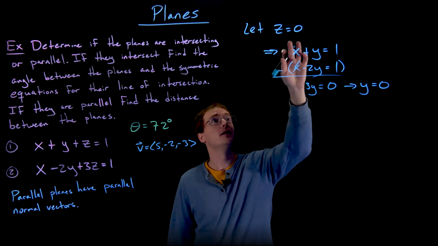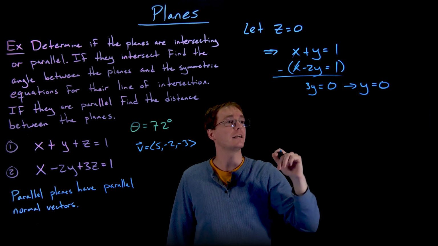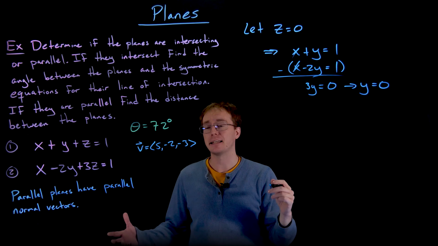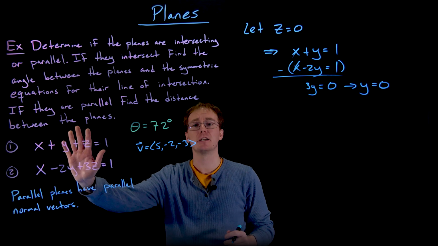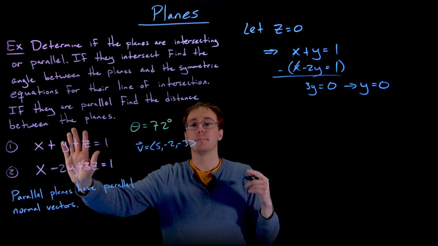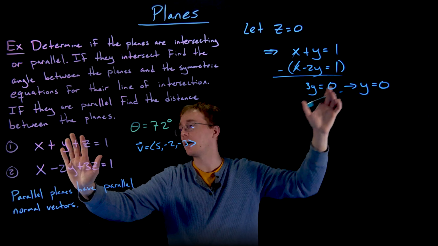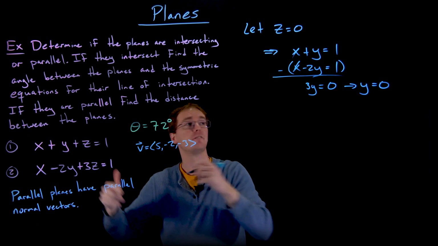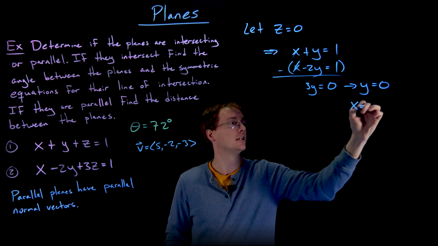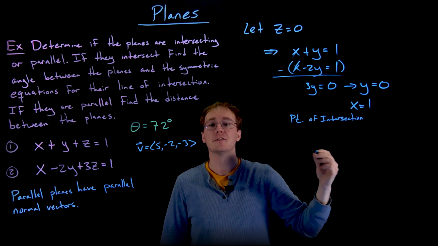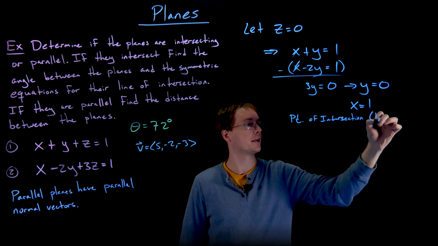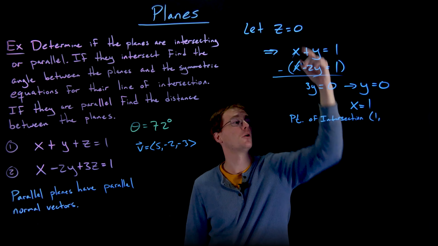So we have z is equal to 0, y is equal to 0, and now we need to find x. We can use either equation to help us find x at this point. But regardless of the equation we use, when we plug in z and y both equal to 0, they simplify very quickly to tell us x is equal to 1. And so our point of intersection is going to be the point with coordinates 1, 0, and 0.